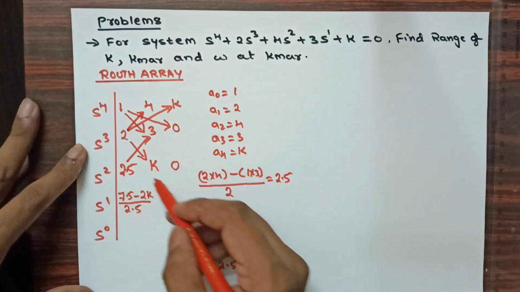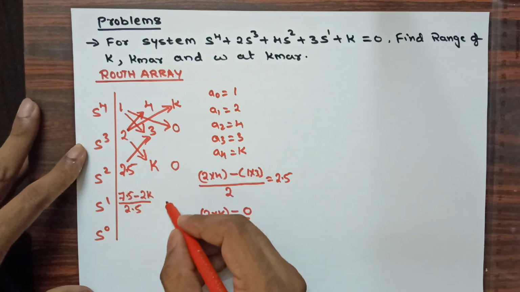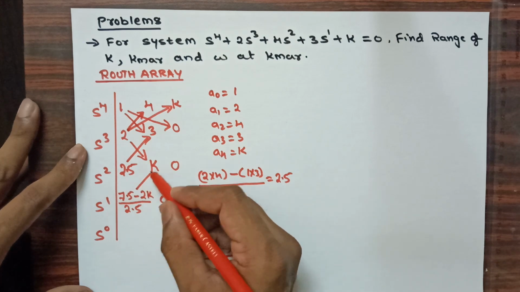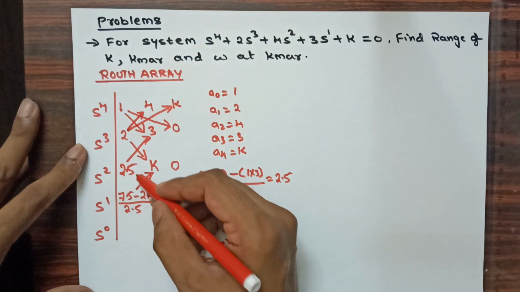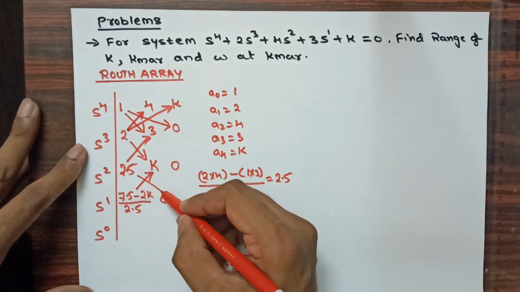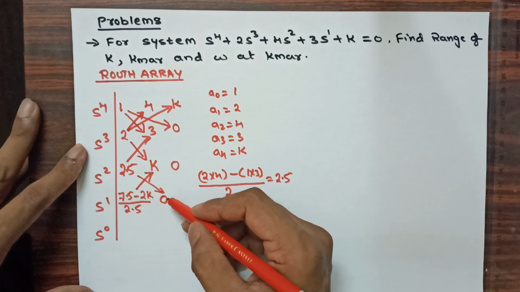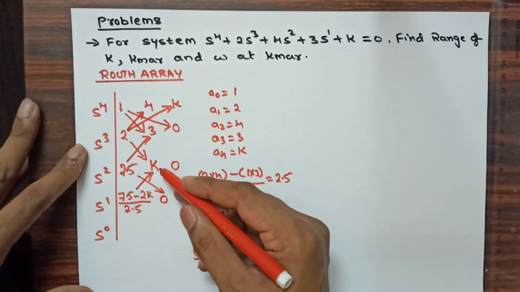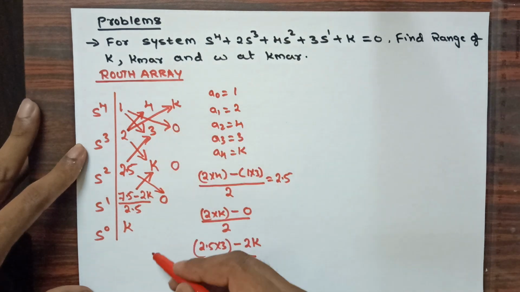Now I am not having any other coefficient here, that is, I have a 0 coefficient, therefore when I multiply I will get 0. Now to get s to the power 0, I am going to multiply this value with k and this 2.5 value with 0. As I said, whenever multiplying diagonally, if you find any 0 value, I can directly consider the above value as the resultant value, that is k. Now this is the array I got.